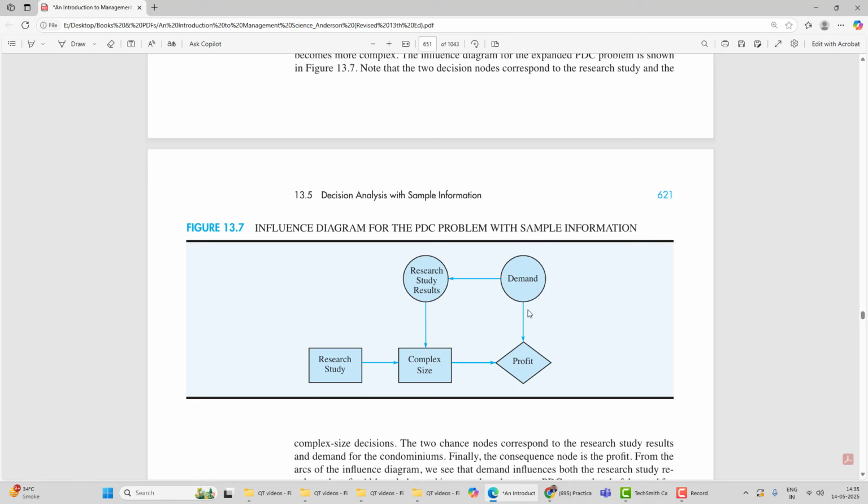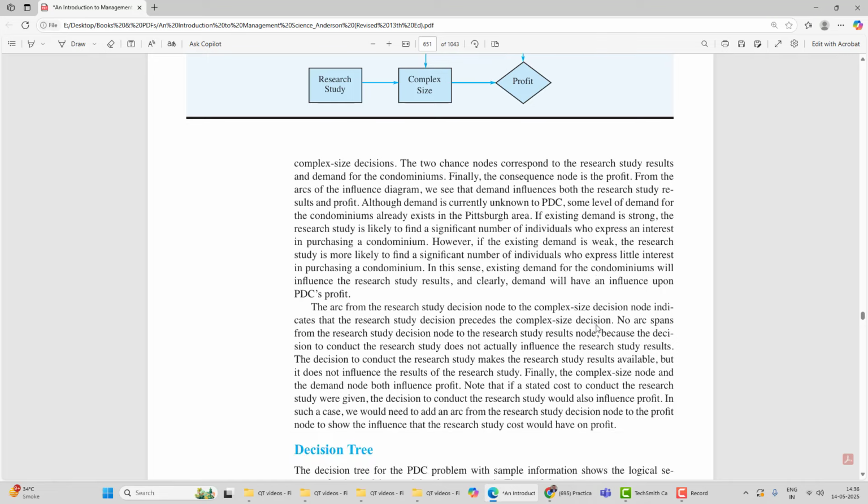Once you take a proper decision on complex size and the demand becomes the reality, then you will generate the profit. In most of the questions you will always find that they ask you to draw the influence diagram. So this is what you need to properly understand and draw. Look at the directions of the arrows. If you draw a wrong direction, your entire logic is reversed. So understand the directions and use them properly.